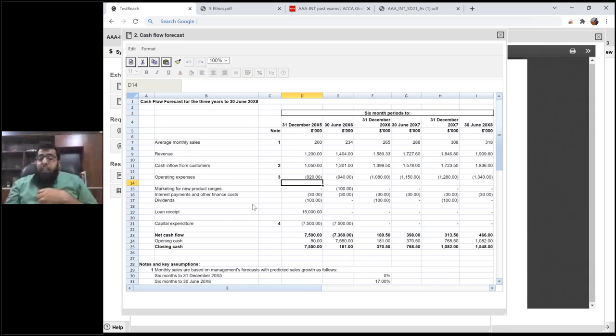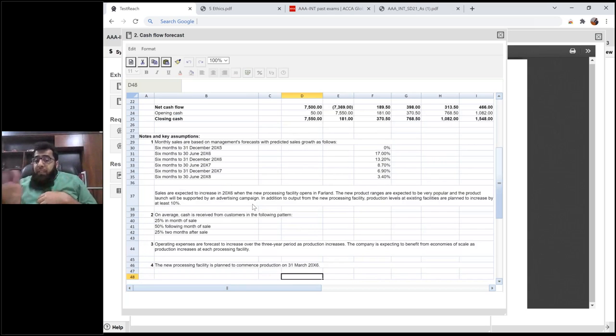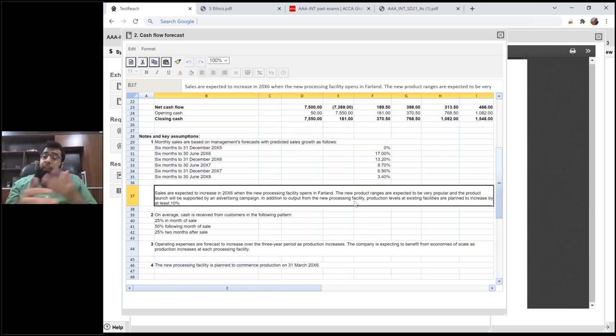He said that we will increase the output of our existing production facilities by 10%. So you will take the data of the production facilities, to see whether they have 10% spare capacity. He said that the processing plant will start production by 31st March 2006. So you will take the vendor's report to see whether the production plant will be able to start production by the given date. Okay.